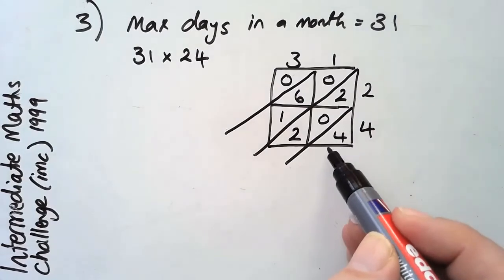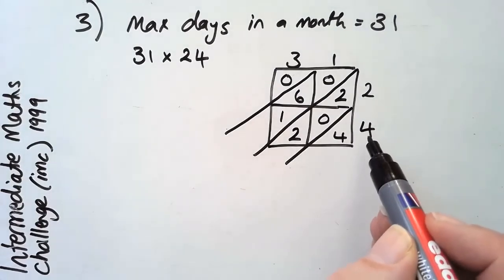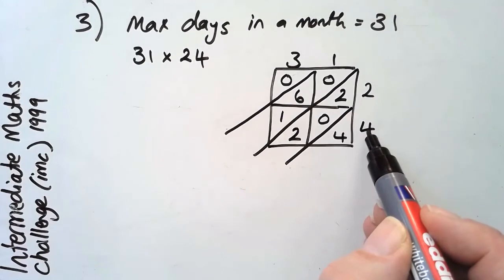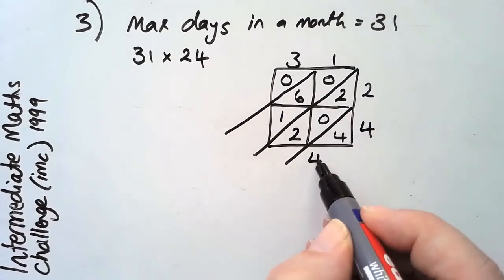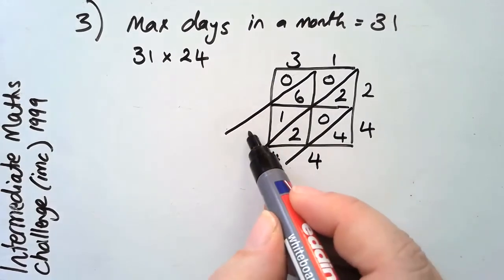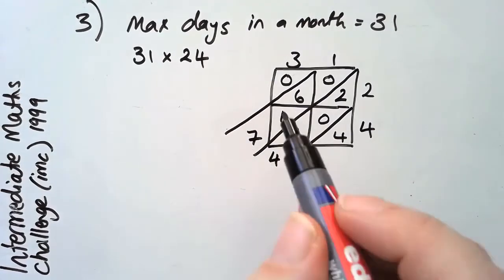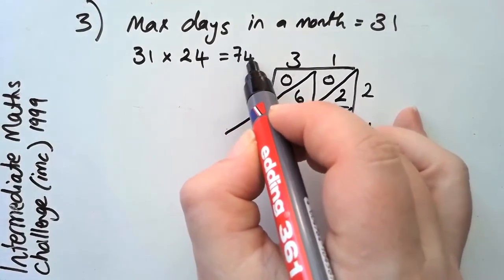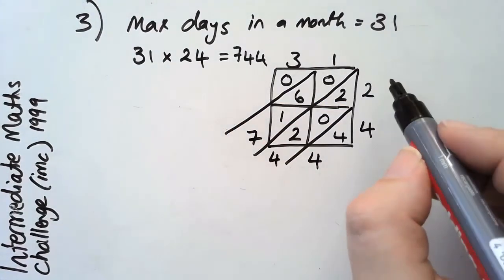Then what you do is you add along the diagonal. You don't add that 4 because that was in the original question, but you add that 4. You add 2 plus 0 plus 2, 6 plus 1, and you get the answer 744. And therefore the answer is D.